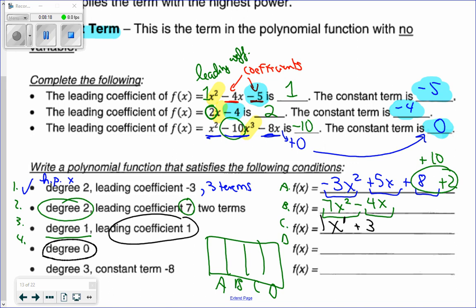Degree 0. Okay, degree 0 means your constant function, or in other words, it's just a number. Degree 0 means no x at all.